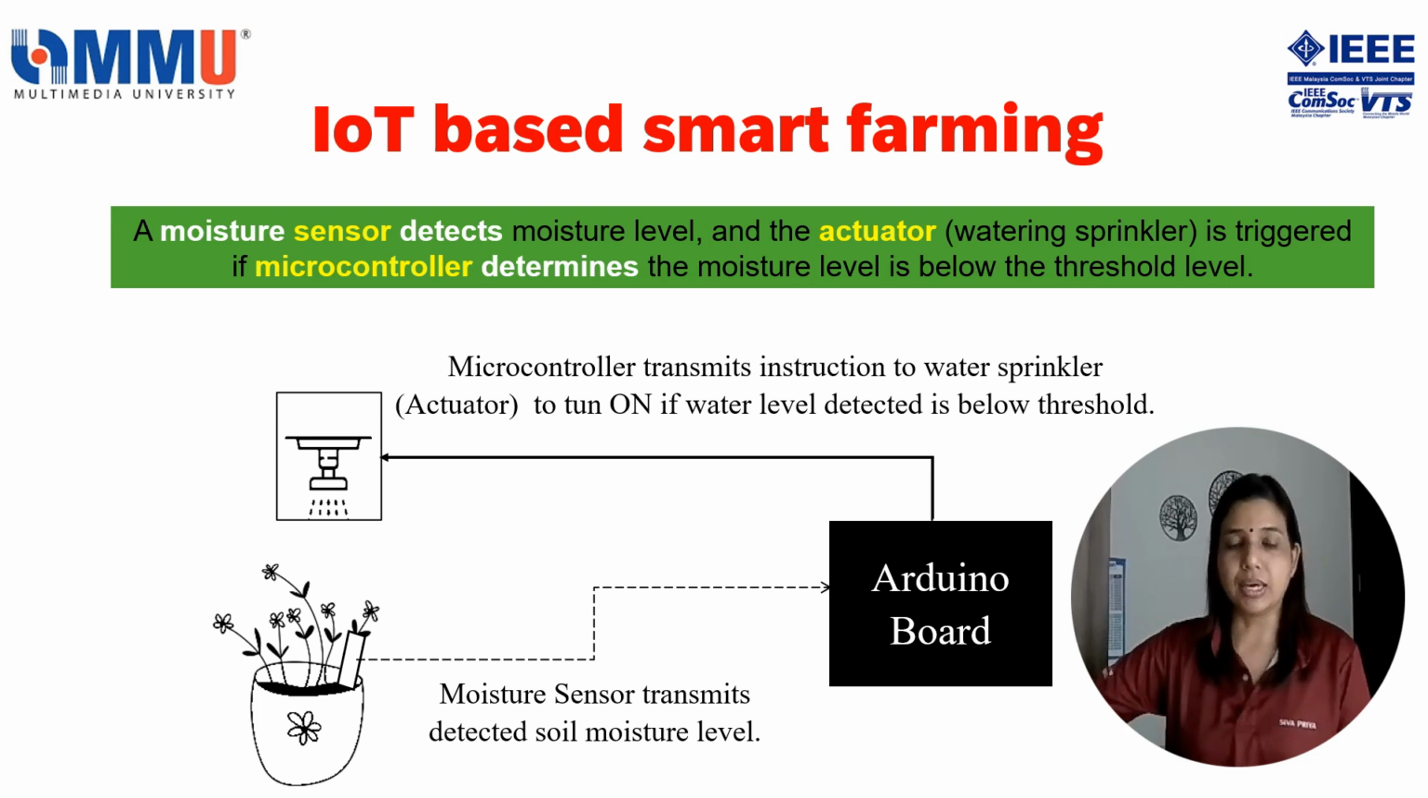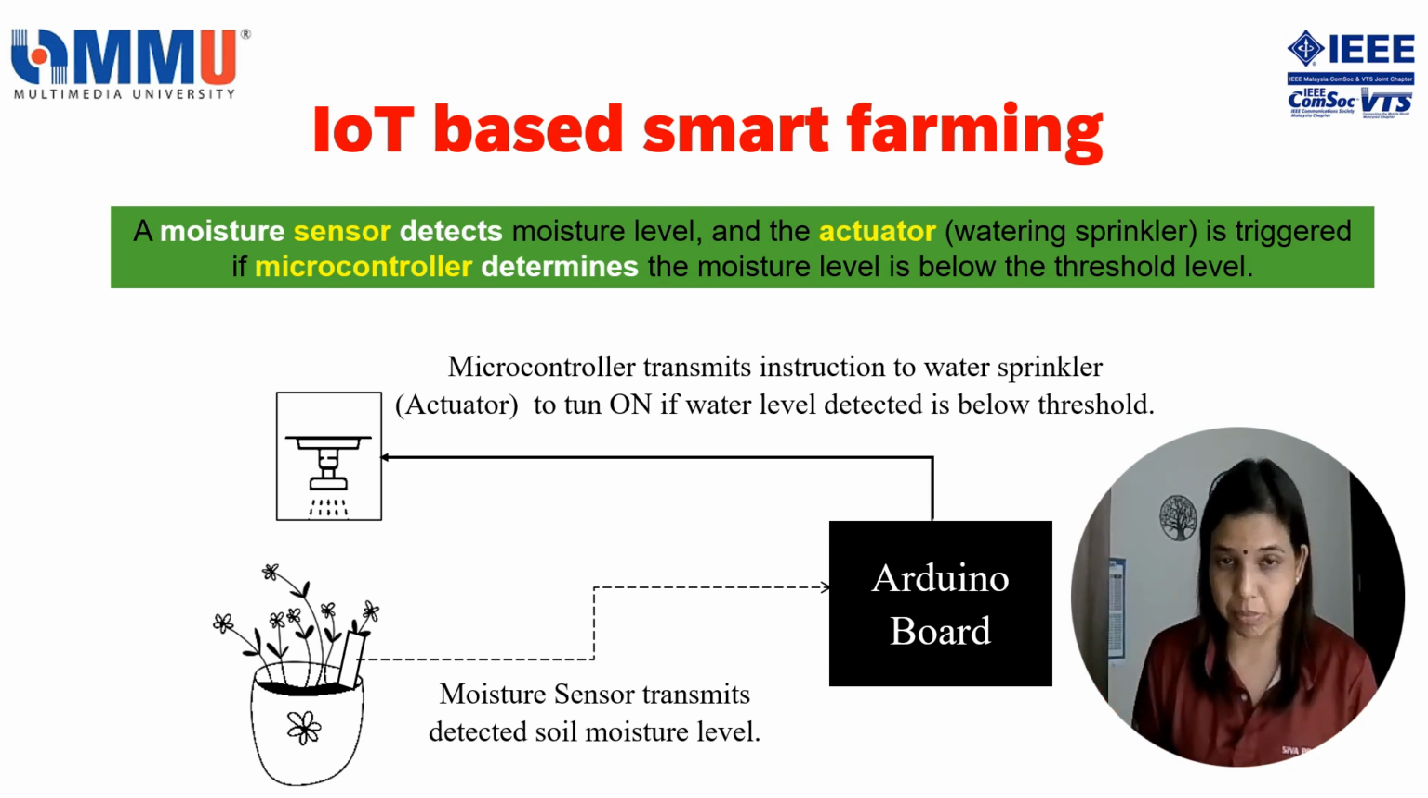IoT-based smart farming can use a simple system such as a moisture sensor, and the moisture level is sent to the Arduino board, which is the microprocessor, and the microprocessor will make a decision whether the moisture level is acceptable or the actuator, which is the sprinkler system, needs to turn on the water.